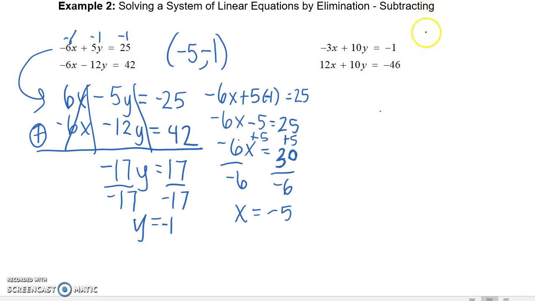We do the same process for example 2. So I need to multiply the first equation by a -1. That's the bell. I'm going to pause my video. I'll be back in a second.